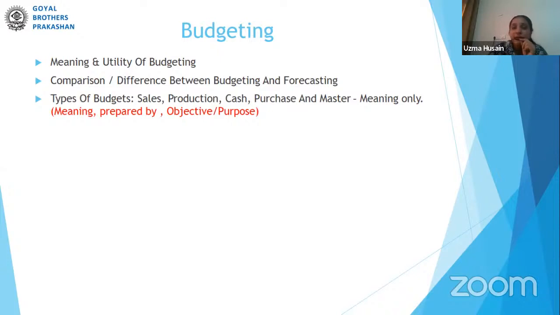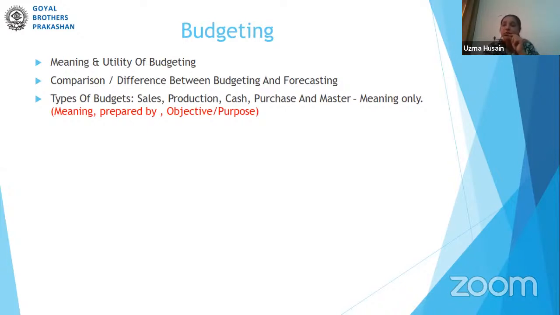And finally, it has the types of budgets where we have sales, production, cash, purchase, and master budget. Only the meaning is mentioned by the council. When we teach or revise, it is important for us to tell them the meaning: how, why sales budget and why production budget, what is sales budget, who prepares it, the objective and purpose of preparing sales budget.